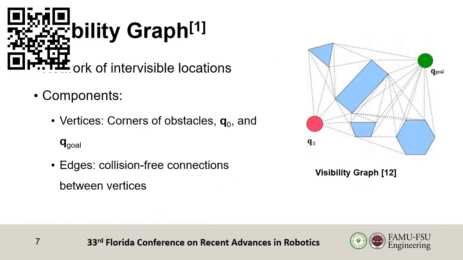A visibility graph is a network of intervisible locations, and the figure on the right shows an example of a visibility graph. Visibility graphs consist of vertices and edges. Vertices include corners of obstacles and the initial and goal configurations. The edges include collision-free connections between the vertices.